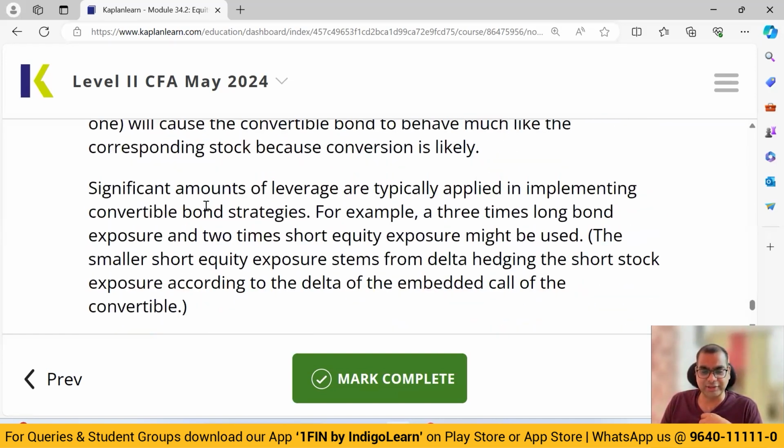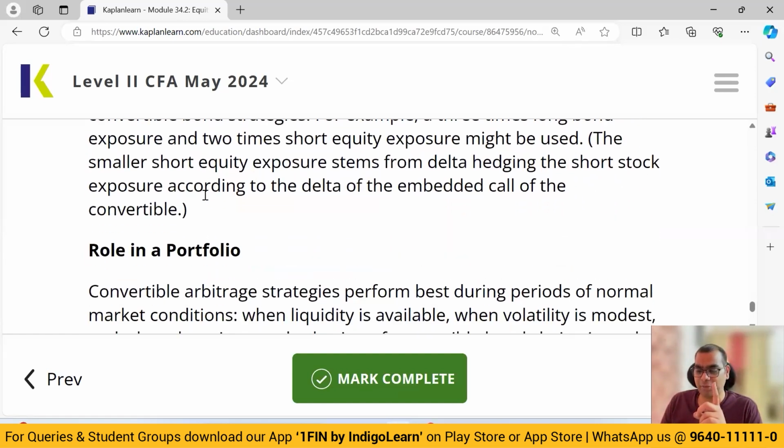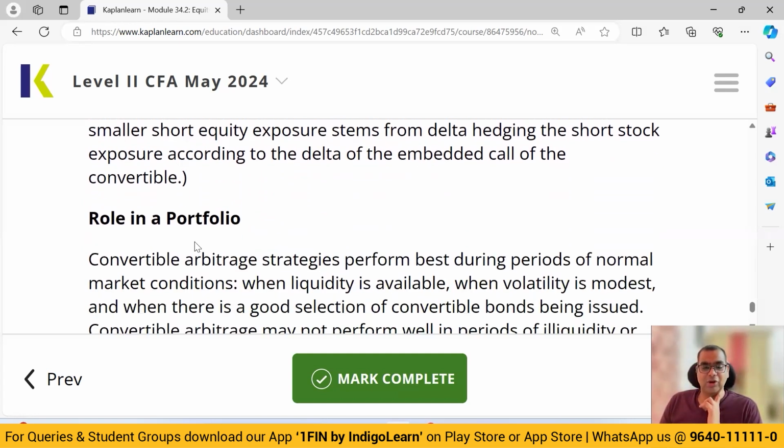In strategy only you can write. Could you come again? 3 bond long and plus 2 short stock. Why is stock only 2? Why is it not 3 short stock? Because delta is less than 1. Correct. Exact. Absolutely right.